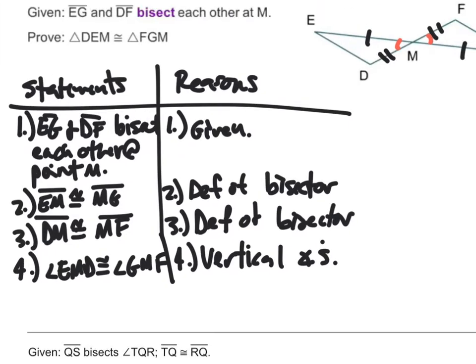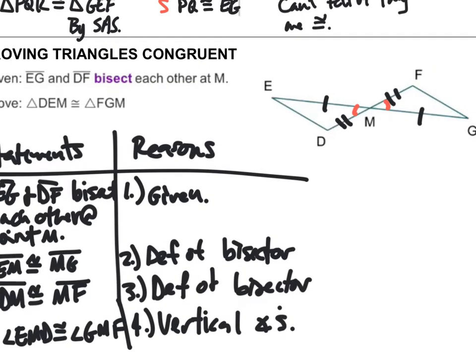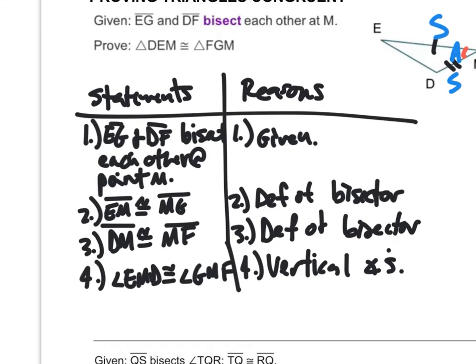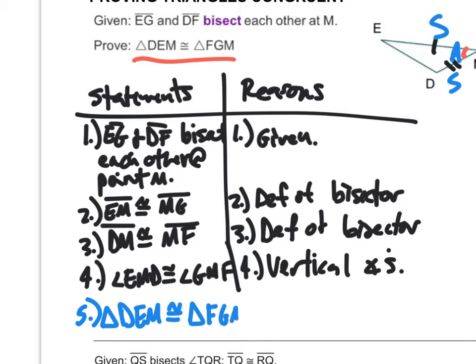Now here's what you have to realize. I have a side length, an angle measure, and a side length. That angle is included between those two sides. Here I've got a side length, an angle measure, and another side length, and that angle measure is included between those two congruent sides. So I can then draw the conclusion and make my proof statement in step 5 that triangle DEM is congruent to triangle FGM, and the reason why is because of side angle side.